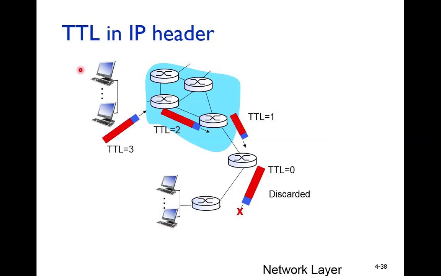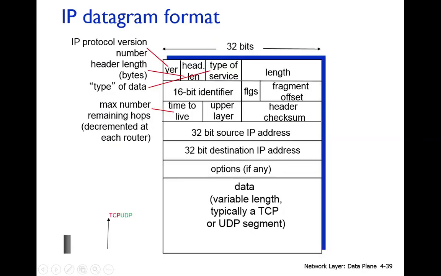So the TTL value basically shows the time to live, but it doesn't show it in seconds. It shows how many routers the packet should be forwarded by. After this, the packet should be discarded if it doesn't reach the destination. We have discussed the version, header length, type of service, and time to live. Next we are going to discuss another field called upper layer.